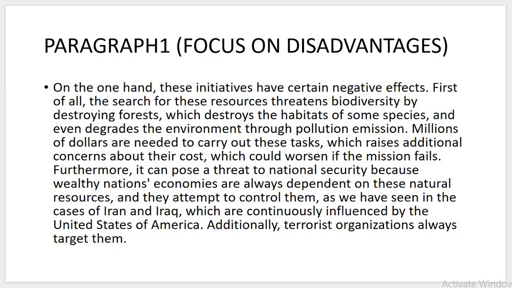Furthermore, it can pose a threat to national security because wealthy nations' economies are always dependent on these natural resources, and they attempt to control them, as we have seen in the cases of Iran and Iraq, which are continuously influenced by the United States of America. Additionally, terrorist organizations always target them.